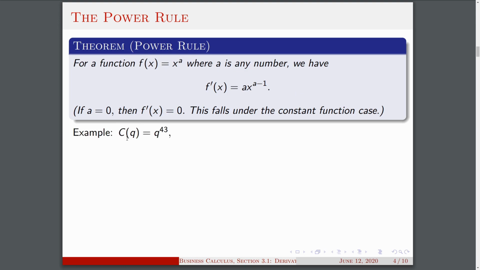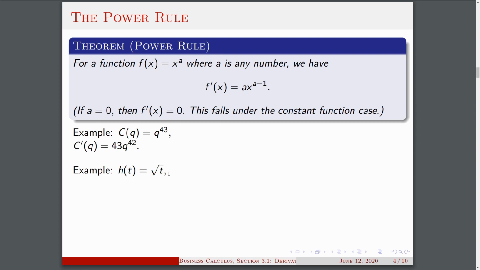Now, let's look at some examples, because there's a lot of flavors that this rule comes in. So let's say the cost function is given by q to the 43rd. Seems strange, but let's suppose that that's the function. Can we apply this rule to that? Yeah, it's of the form x to the a. X is q in this case. No problem. So we'll just bring that 43 down out in front, and we will subtract 1 from the original exponent, 43. So we now have a 42 there. Easy enough?